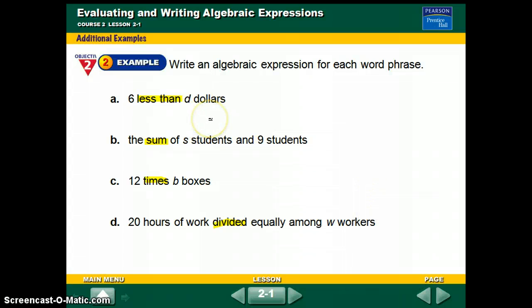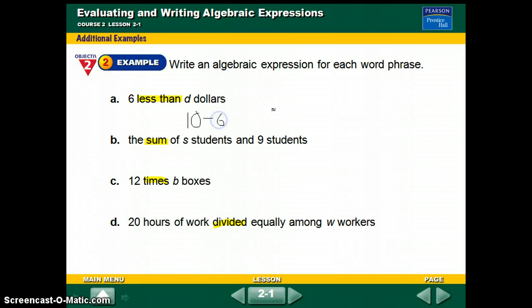So with that in mind, 6 less than. What function do you think less than is? Plus, minus, times, or divide. If I say I have $5 less than you, you would subtract to find mine. So we know we're going to subtract. Now you got to be careful which one comes first. If I say I have $6 less than you, and you have 10, you would do 10 minus 6.